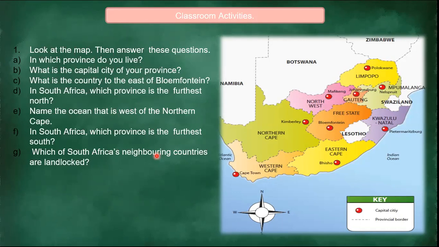Okay, name the ocean that is west of the Northern Cape. Look at the Northern Cape and then tell me the ocean that is on the western side. It's the Atlantic Ocean. Thank you very much. It is the Atlantic Ocean, here on the western part. Okay, I'm looking at the time. We are running out of time.